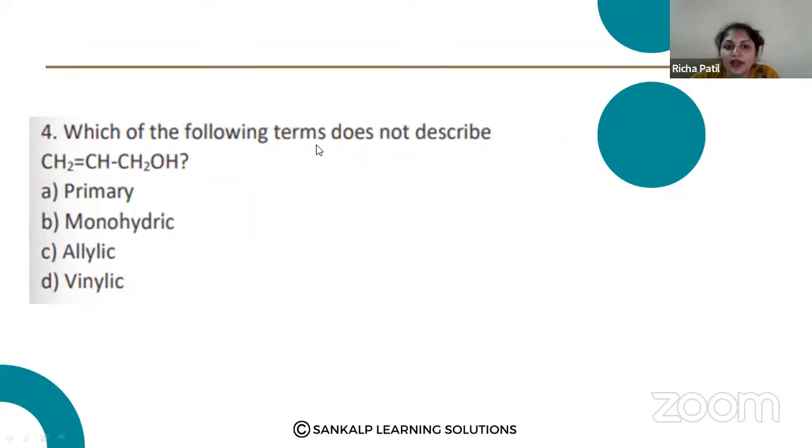Which of the following terms does not describe? So what is the name?